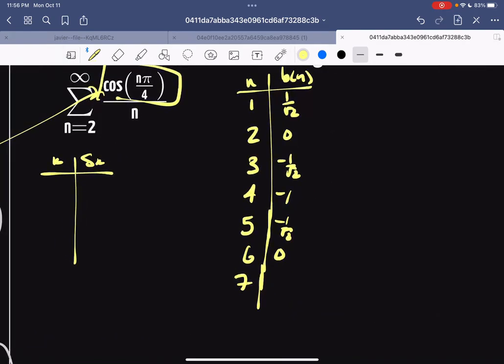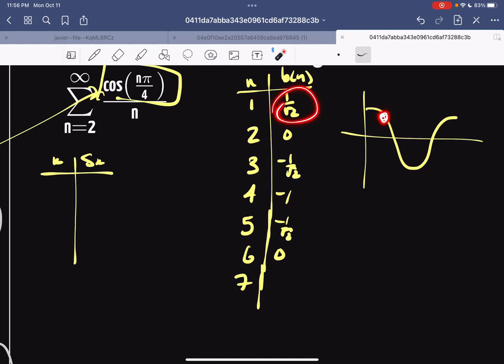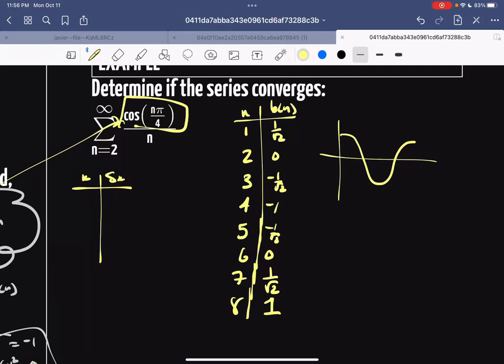See, what I'm doing is I'm following this thing. It starts off here, negative, that's this one. Then it goes to 0, then it goes to negative that. Then it goes to negative 1. Then it goes to negative square root of 2. Then it goes to 0. So then it goes to positive 1 over square root of 2. Then it goes to 1. And then it repeats all over again.